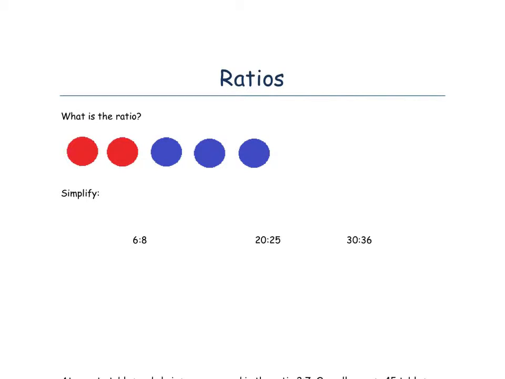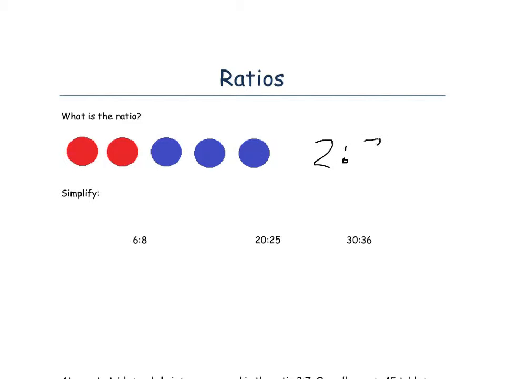Ratios. What is a ratio? A ratio is generally a pattern. So we've got a pattern here of beads. We've got 2 red beads for every 3 blue beads. So this is a ratio of 2 to 3.